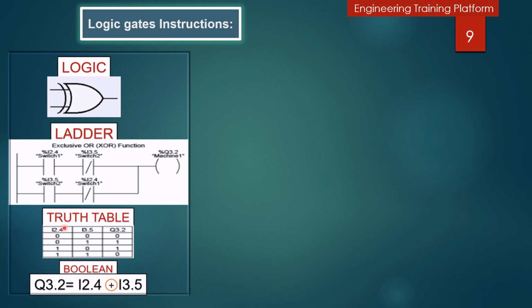On the last one, when I2.4 is logic 1 and I3.5 is logic 1, the output coil will not be executed. You can see here the Boolean equation for the exclusive OR: Q3.2 is equal to I2.4 XOR I3.5.